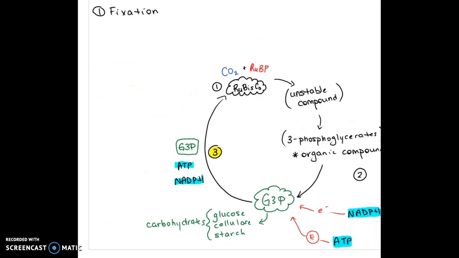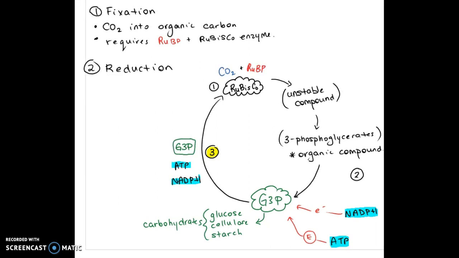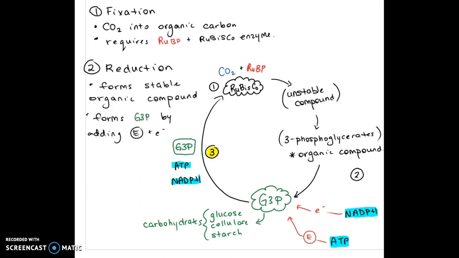So to summarize, the first stage in the light-independent reactions is fixation. Fixation takes the carbon dioxide and turns it into an organic carbon molecule, which the plant can use, and this requires the RuBP as well as the Rubisco enzyme. The second stage in this cycle is reduction. In the reduction phase, we have the formation of a stable organic compound, and then with the addition of electrons from NADPH and energy from ATP, we form the G3P, or the glyceraldehyde 3-phosphate. Now this is the compound that can then easily be converted into any carbohydrate that the plant needs.